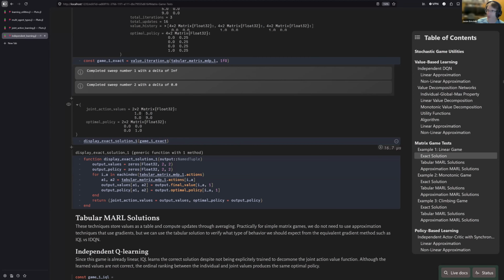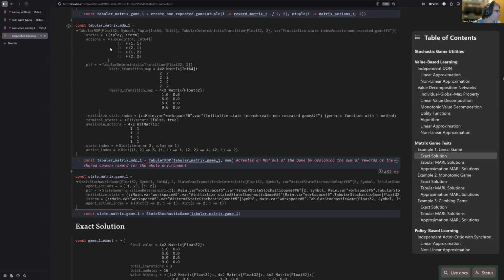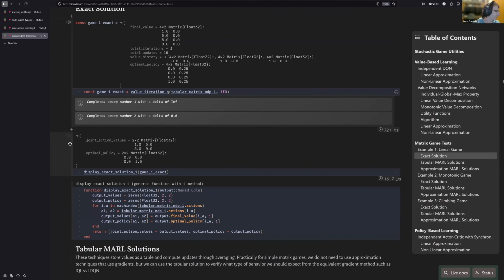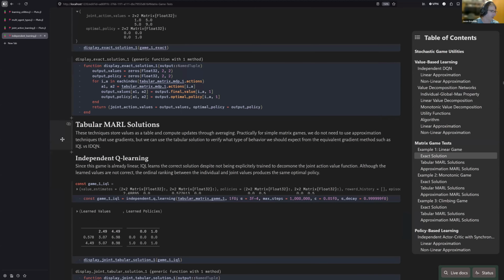Again, it's a good test. It's verifying that our value iteration is actually correct because, in order for it to be correct, it has to be able to reproduce this matrix for the reward values. So it's a good confirmation that everything's working. The conversion from a multi-agent problem to a single agent problem is correct, and the representation of the joint action values is correct. Okay. So now we can look at the actual multi-agent techniques.